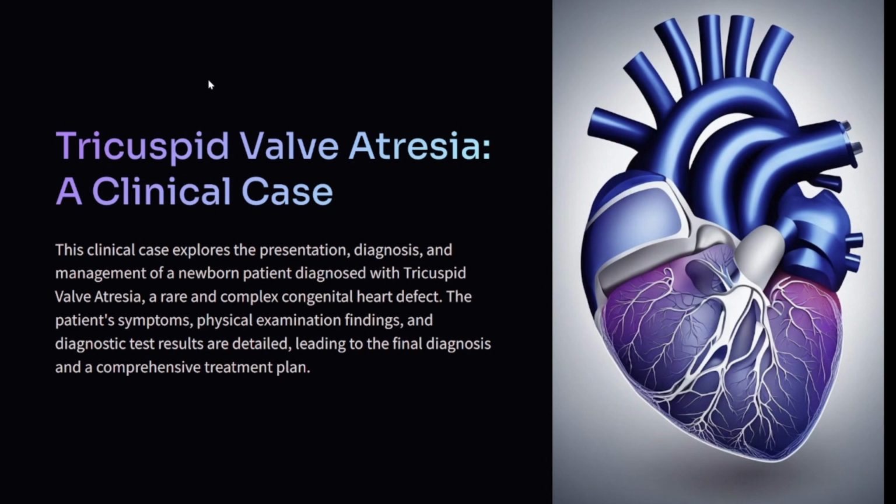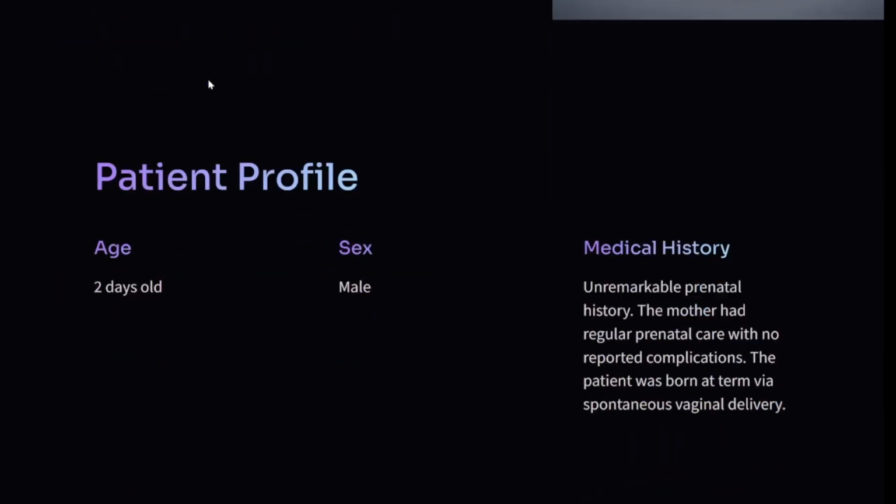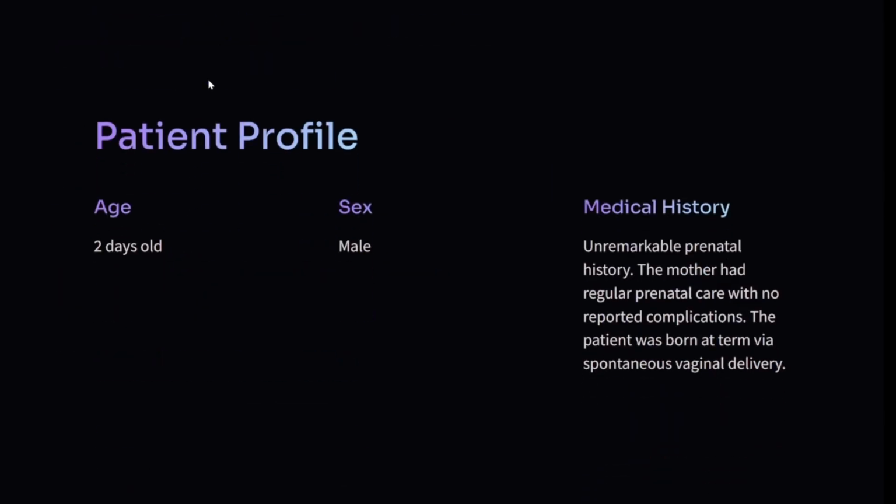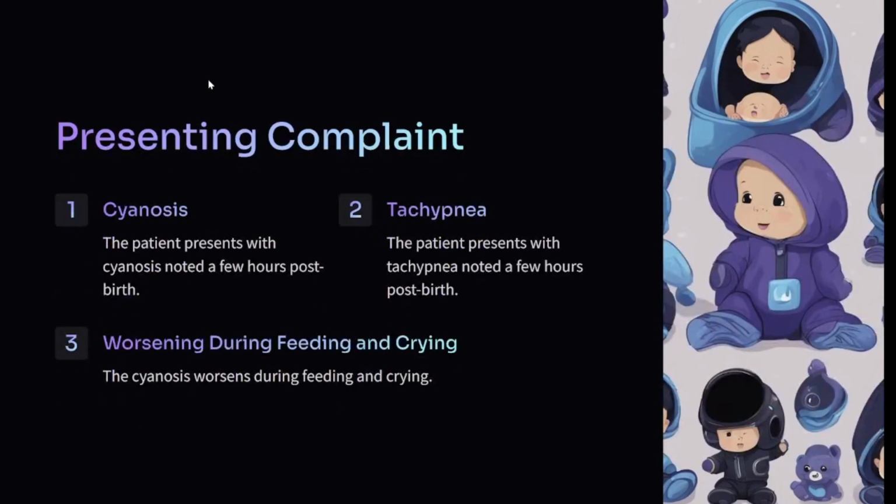Clinical case, tricuspid valve atresia. Patient profile, age, 2 days old, sex, male, medical history, unremarkable prenatal history. The mother had regular prenatal care with no reported complications. The patient was born at term via spontaneous vaginal delivery. Presenting complaint, the patient presents with cyanosis and tachypnea noted a few hours post-birth. The cyanosis worsens during feeding and crying.